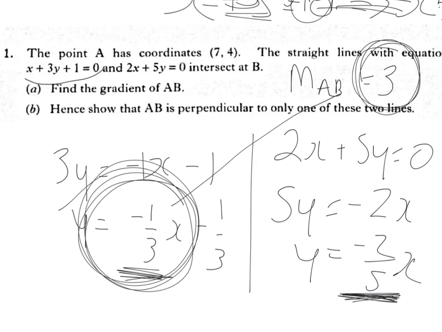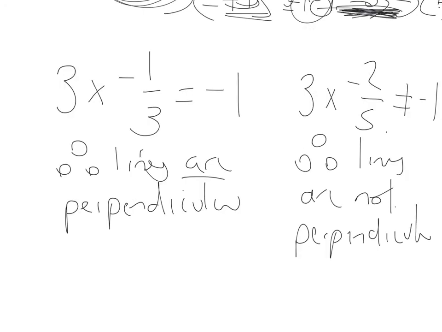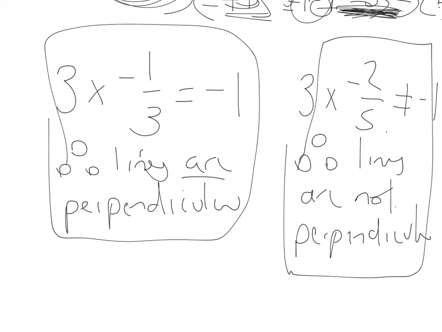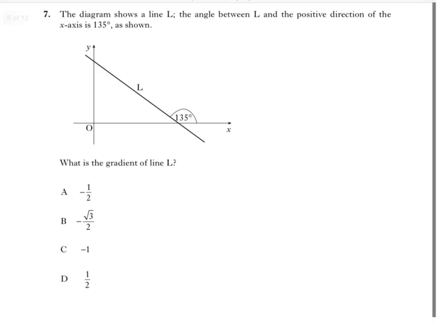So, in terms of picking up my show-that mark, just be as comprehensive as possible, and something like this would do the job. So something like 3 times -1/3 = -1, therefore lines are perpendicular. 3 times -2/5 does not equal -1, therefore lines are not perpendicular. That's the final answer.